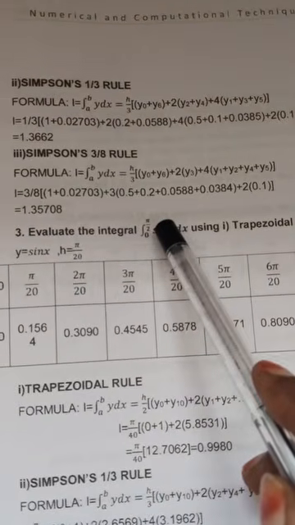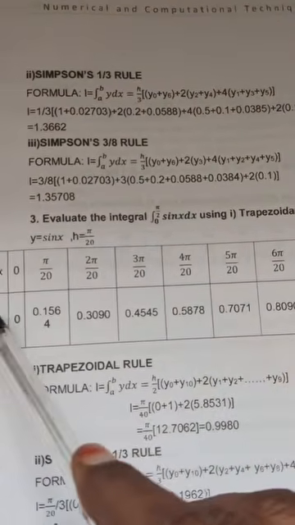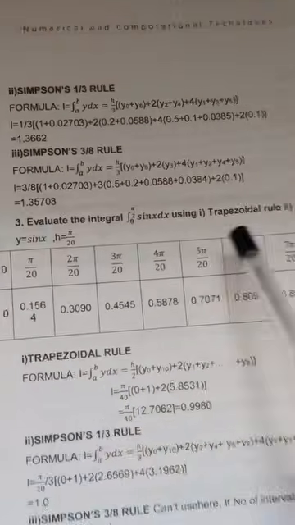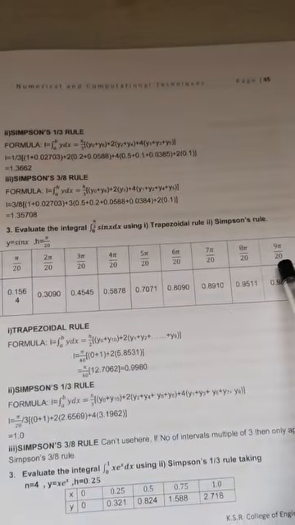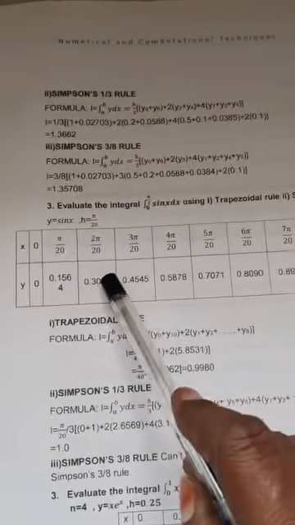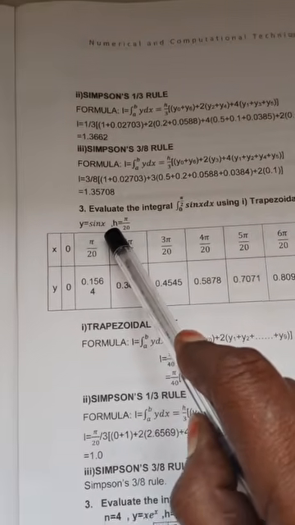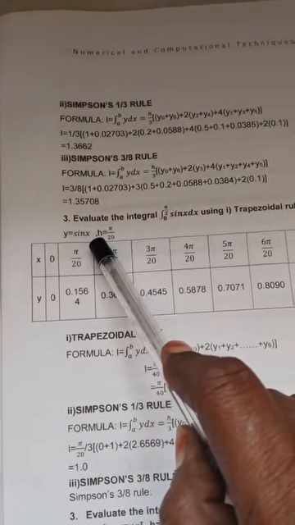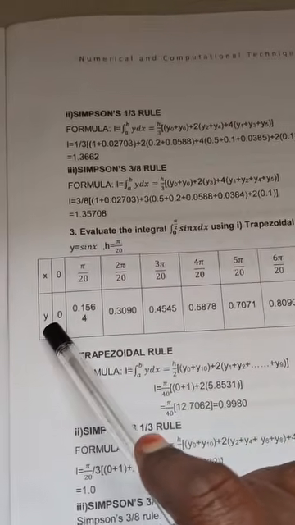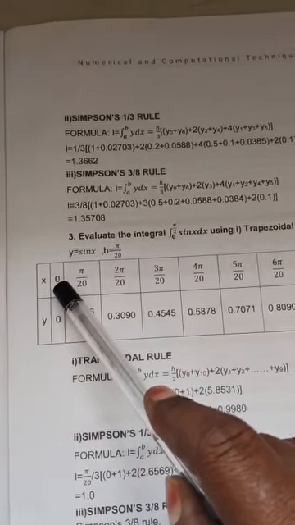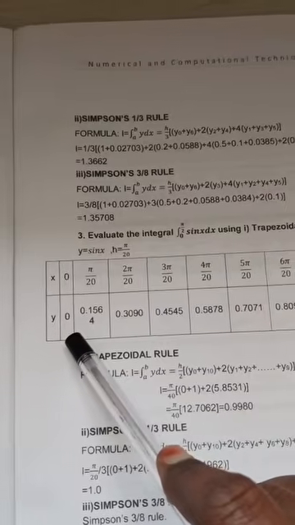Here the upper limit is pi by 2 and the lower limit is 0. So this is the x value. Just substitute the x values in the given function. The given function is y equal to sin x. So y equal to sin of the x value; when x is 0, sin 0 is 0.